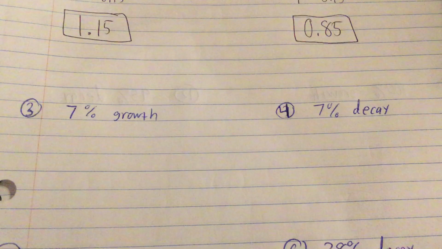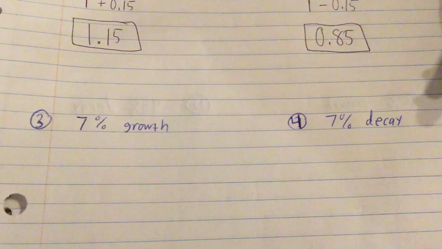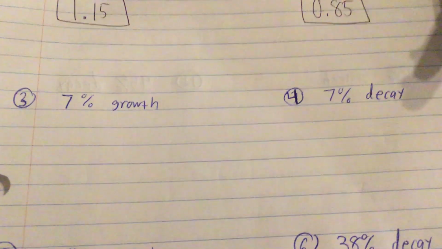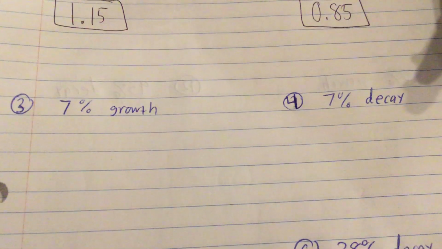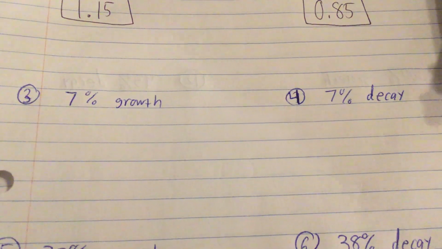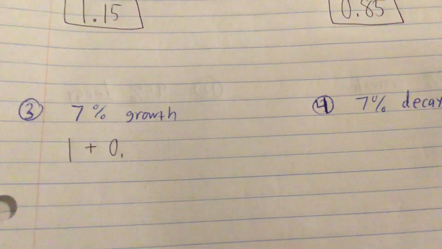Okay? See if you can do number 3 and number 4. What is the scale factor if you know that it is growing by 7%? What is the scale factor if it is decaying by 7%? Okay, so let's take a look at this one. If it's a percentage of growth, we take 1 plus the decimal. 7% as a decimal, remember, hundredths, 7 hundredths, 0.07. In other words, it is going to grow, so we multiply it by 1.07.